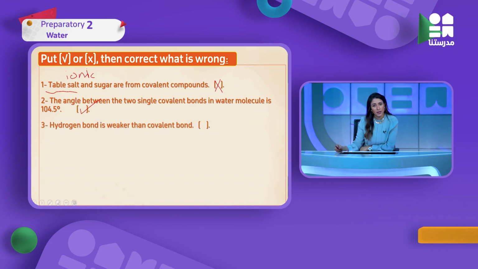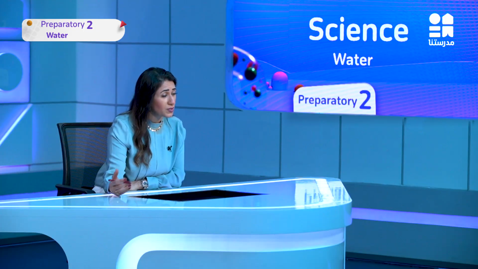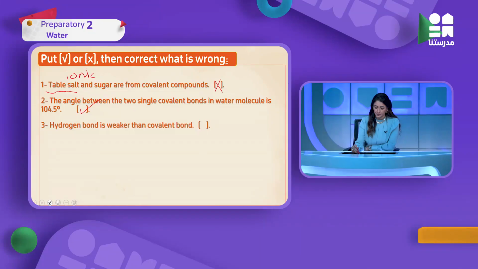Are you trying to solve them before we solve it? Please try this. Hydrogen bond is weaker than the covalent bond. طبعا hydrogen bond دي bond نتيجة electrostatic attraction, which is a weak attraction between the oxygen atom in a water molecule and the hydrogen atom in another water molecule. يبقى for sure yes. Okay.